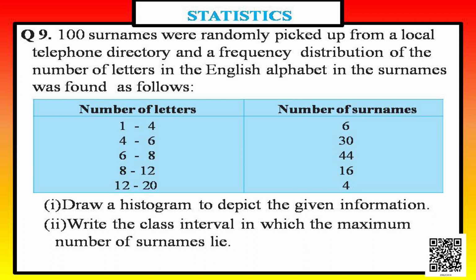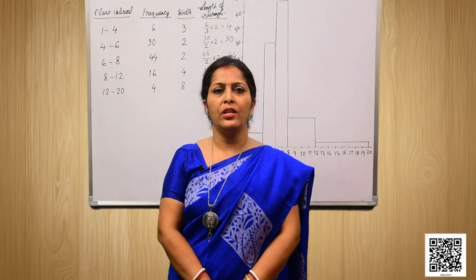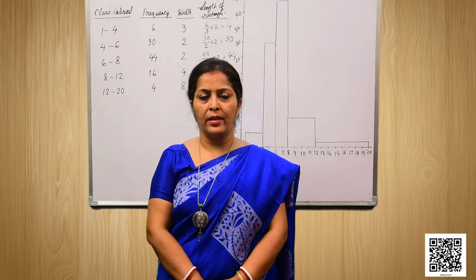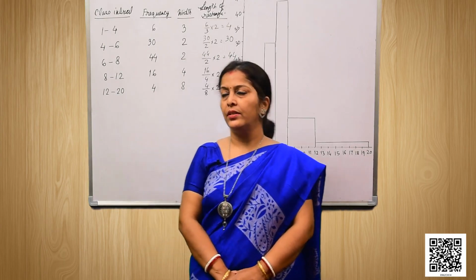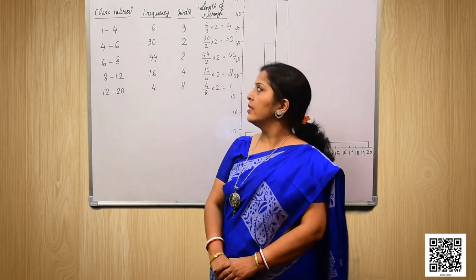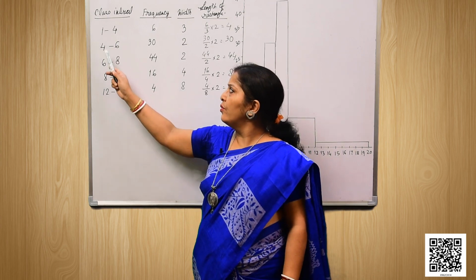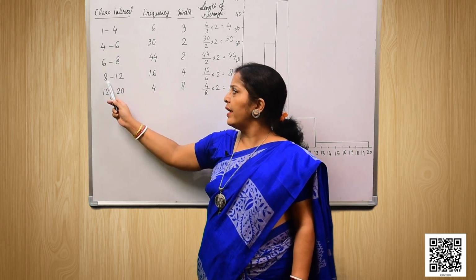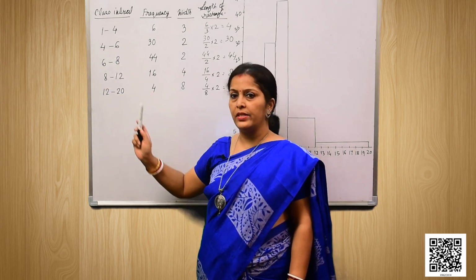And then they asked, first bit, draw a histogram to depict the given information. Second bit, write the class interval in which the maximum number of surnames lie. Now let us solve it. So here is the solution of question number 9. Let us see the table first. We were given the class intervals, that is the number of letters. They are 1 to 4, 4 to 6, 6 to 8, 8 to 12 and 12 to 20.